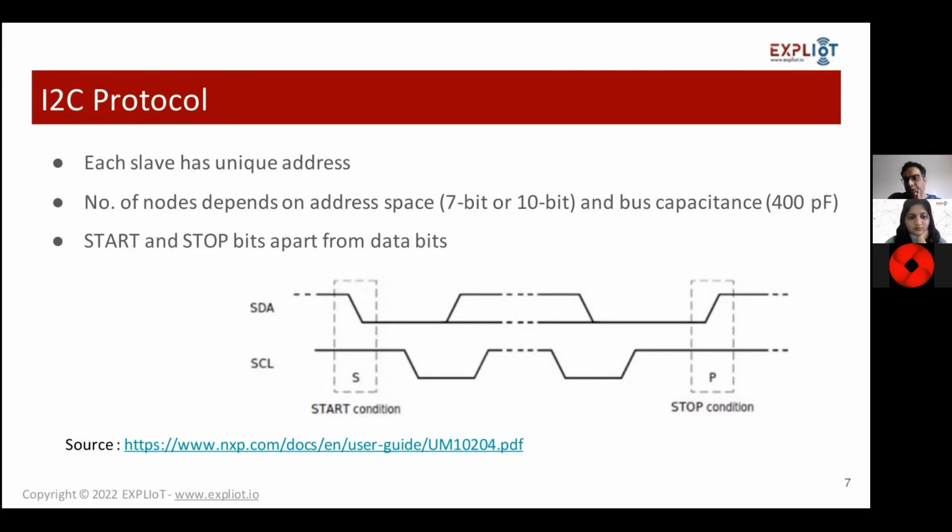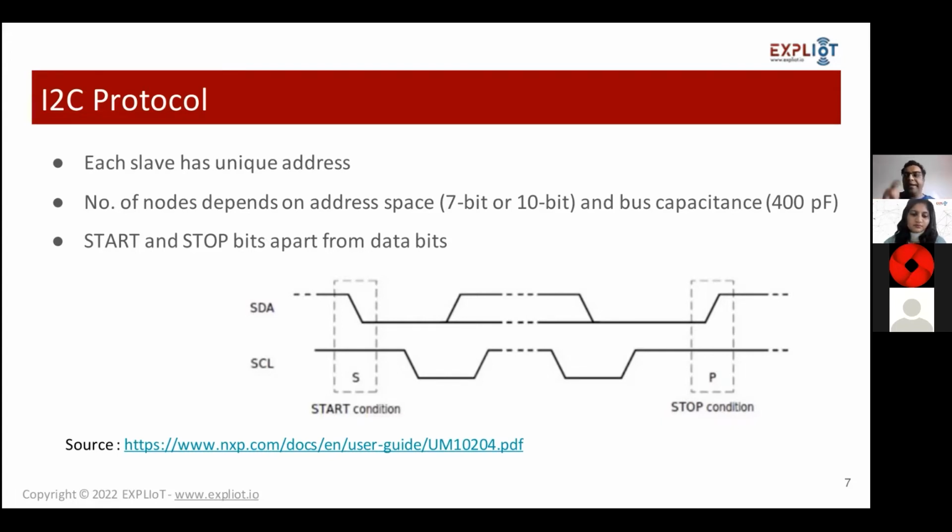Now, there is also certain bus capacitance, because there are only 2 lines of communication, and there will be a lot of capacitance between these 2 lines over the PCB, along with many other factors. This is considered as 400 picofarad as per the I2C specification. So these are the major things over there.